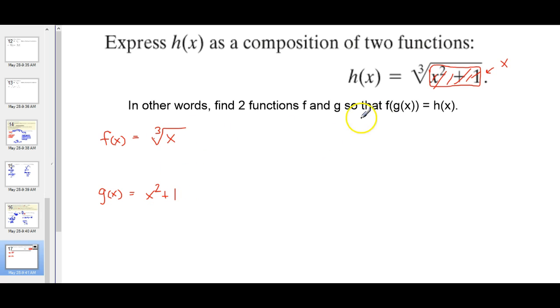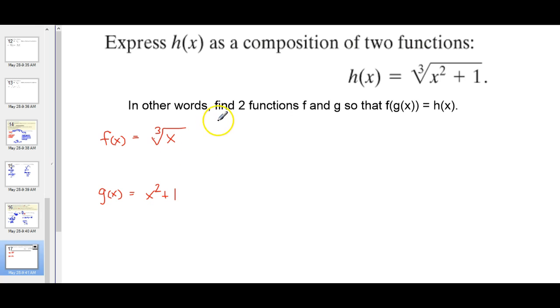Okay, so again, just remember how compositions work. g goes into f where the x is. So if this were to go in where that x is, what would I end up with? I'd end up with the cube root of, instead of x, x squared plus 1, which is what this says. So that's what we mean in this type of problem. Two functions that when we put one into the other, we get this. Okay, it's very important that h is made up of g going into f. So it has to be that this is inside and this is the outside.